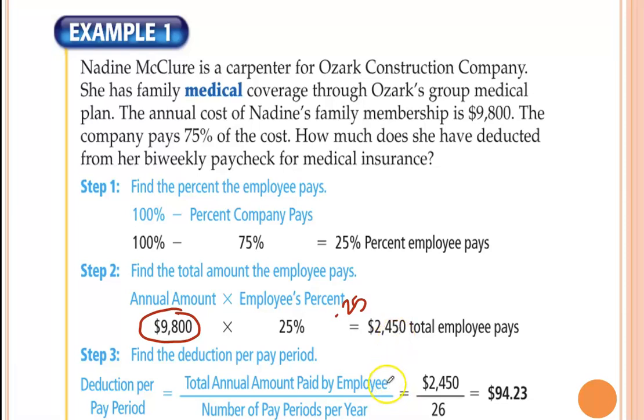Then you're going to take that number, and you have to know those four numbers from back in the second lesson. Bi-weekly, again, is 26. Divide by 26, and you get $94.23.